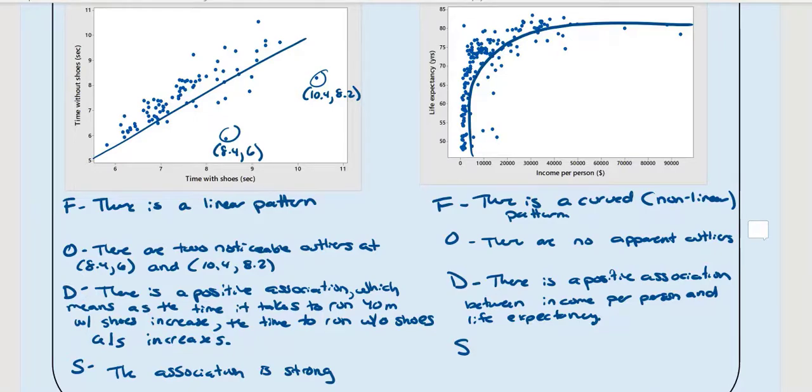Okay, and the last thing we want to talk about is strength. Because the points do not really vary from the curved pattern, we can also say the association is strong.